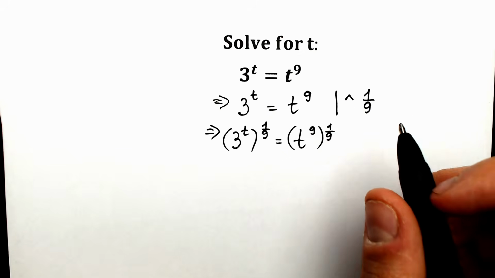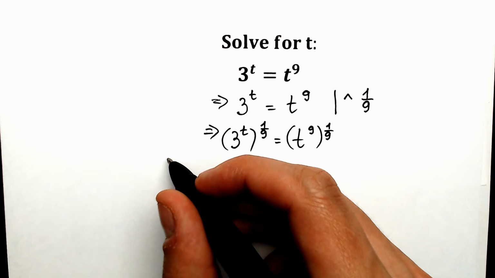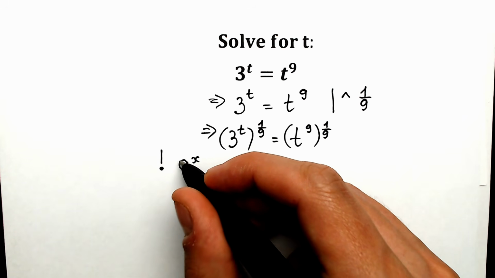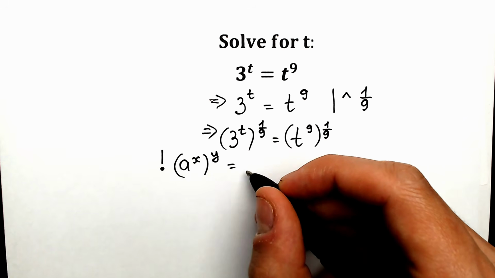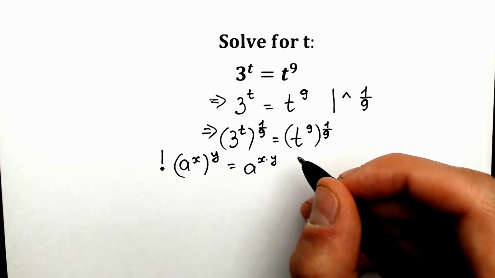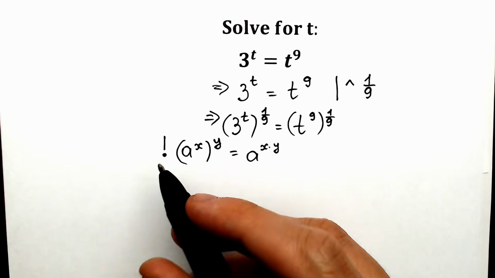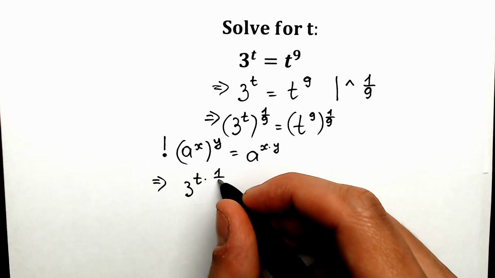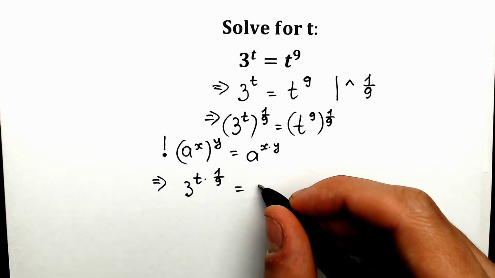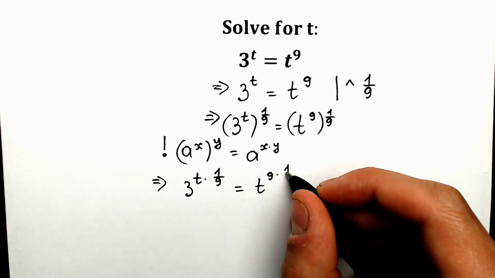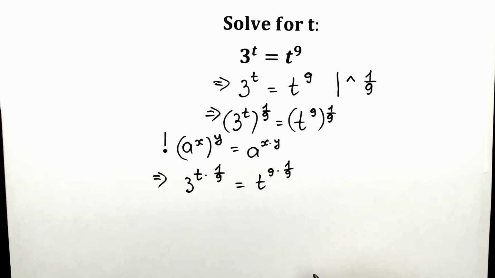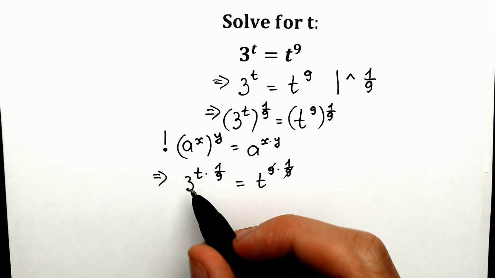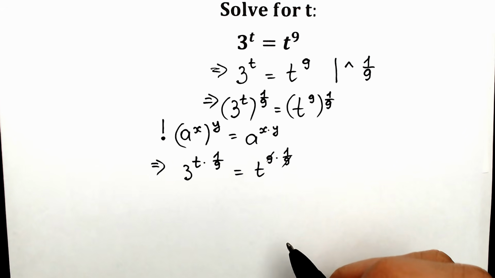Really good. And right now we need to learn a really interesting property. Everyone knows this property: when we have a to the power x, and we raise this to the power y, we can write it as a to the power x times y. So that's why we're going to multiply our powers. So we have 3 to the power t times 1 over 9 equals t to the power 9 times 1 over 9. Really good. And right now we can easily cancel this 9 on the right side. So we have only t, and on the left side we have t over 9.